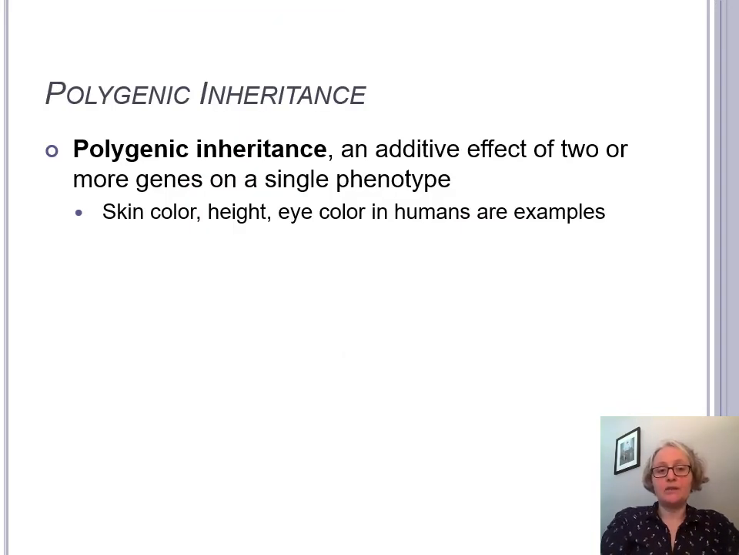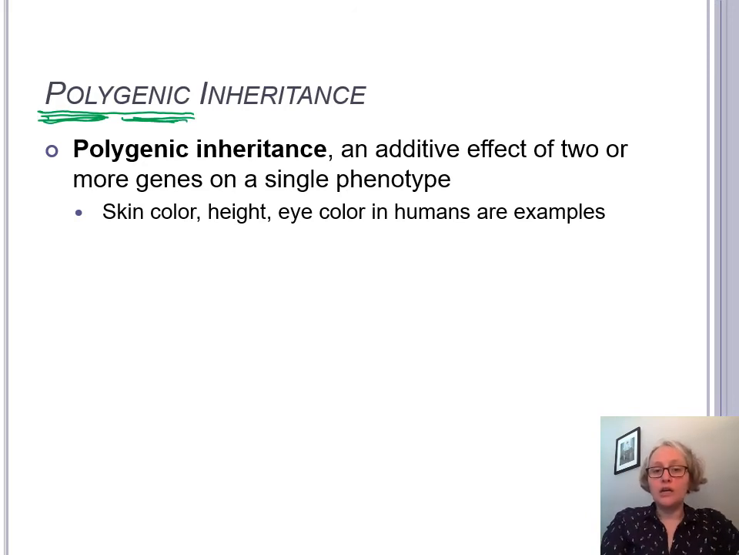Now I want to talk about something called polygenic inheritance. Polygenic inheritance should not be confused with pleiotropy. So let's talk polygenic. Poly means many, genic means genes.